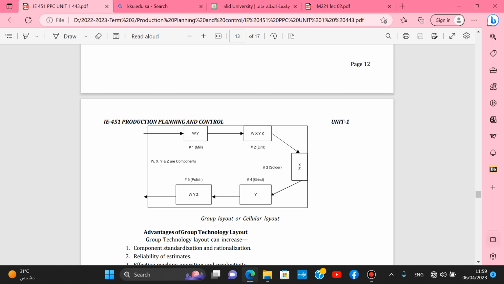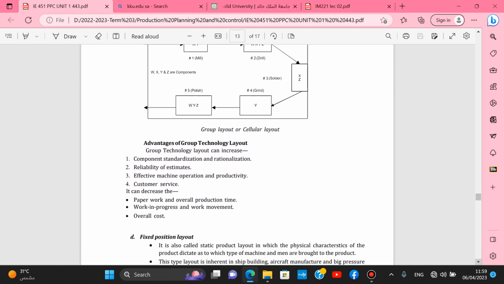Advantages of group technology layout. What are the advantages of this type of layout? It can increase component standardization and rationalization, reliability of estimates, effective machine operation and productivity, customer service. It can decrease the paperwork and overall production time, work in progress and work movement, overall cost.